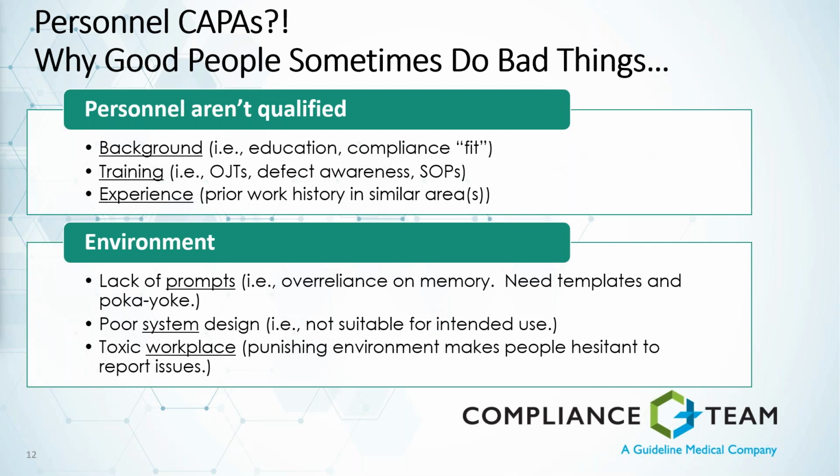So this next slide shows one of many people's favorite catch-alls: it was personnel. And we have on here why good people sometimes do bad things. I'd like to think of it more as why good people sometimes make mistakes. Mistakes do happen. That is human nature. But the whole purpose of the GMPs is to put systems in place to prevent human error.